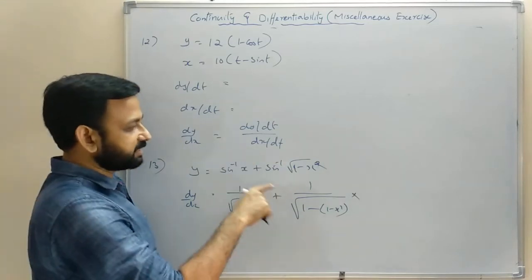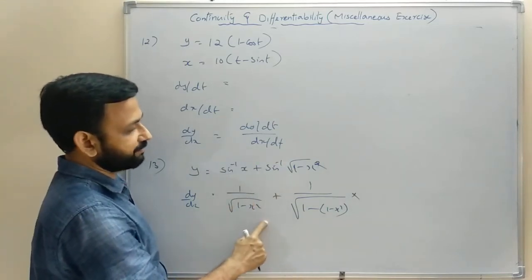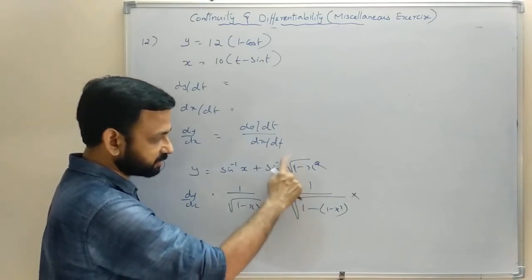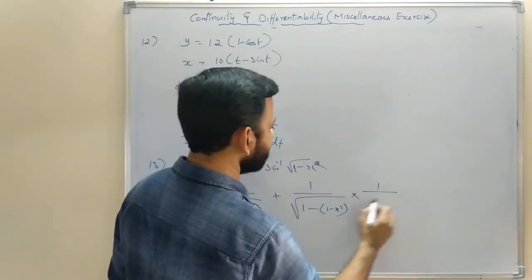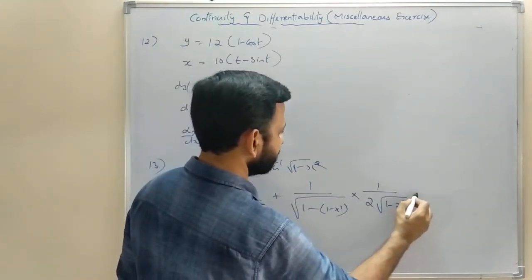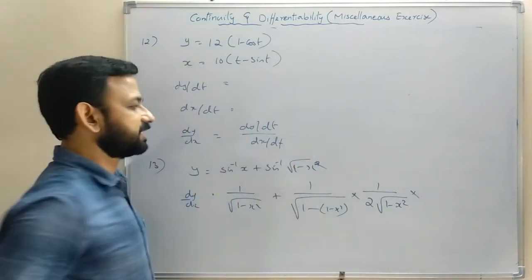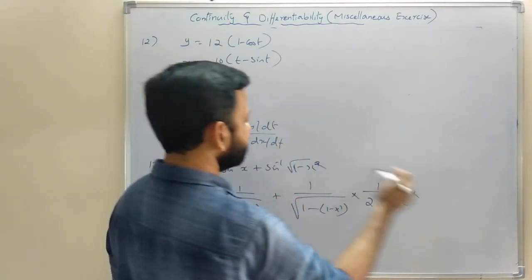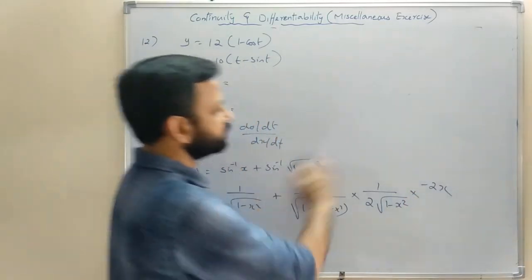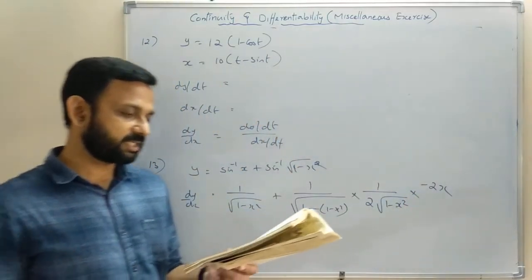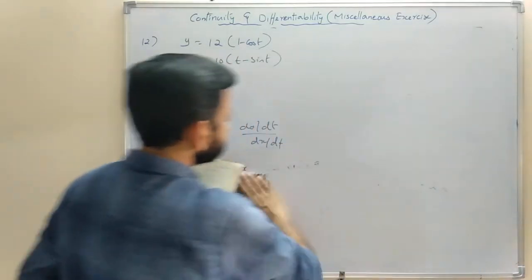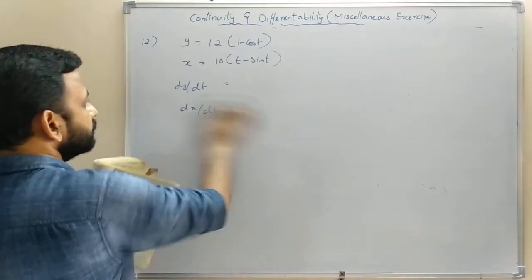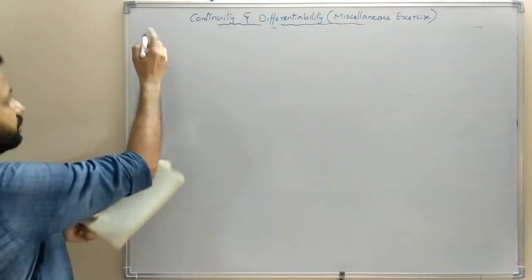D by dx of sin inverse x is equal to 1 upon under root 1 minus x square. So 1 upon under root 1 minus square of this expression, that is this one. Into derivative of under root 1 minus x square, that is 1 by 2 root 1 minus x square. Into derivative of 1 minus x square. Derivative of 1, 0. Derivative of minus x square, that is minus 2x. So when you simplify, you will get a final answer. Then 14th question we will do. Question number 14.